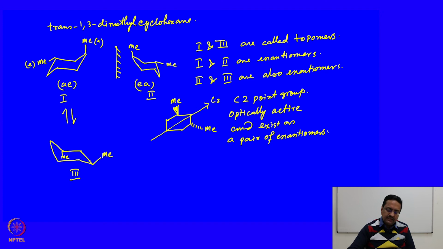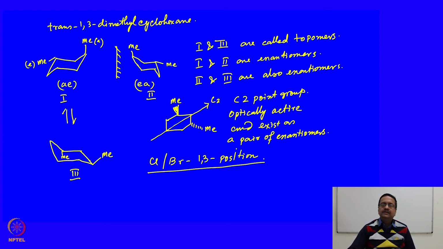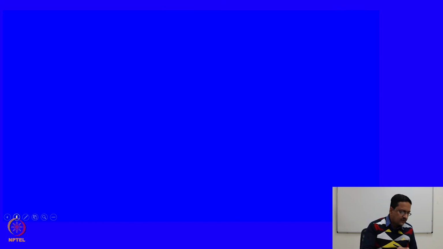So, please do it yourself. When you have two different substitutions, suppose Cl and Br at 1,3 position in cyclohexane, what will be the possible isomers of that compound? Now, let us see this situation with 1,4-dimethyl cyclohexane.